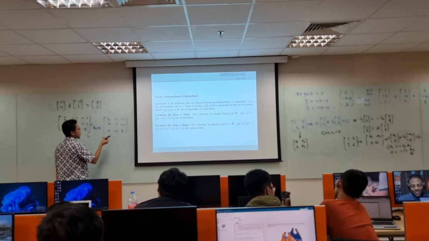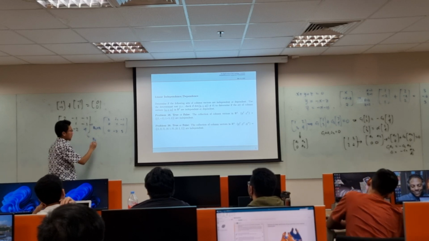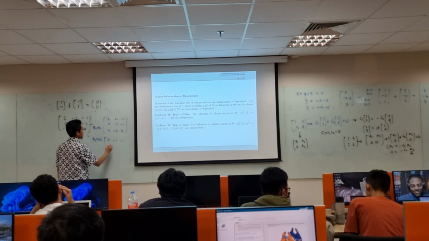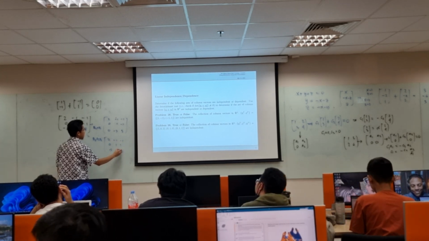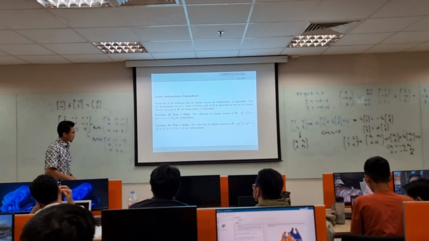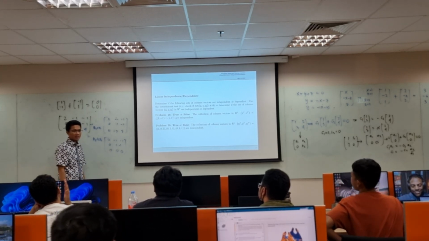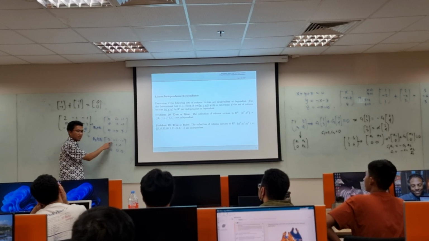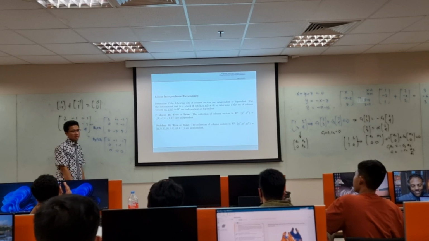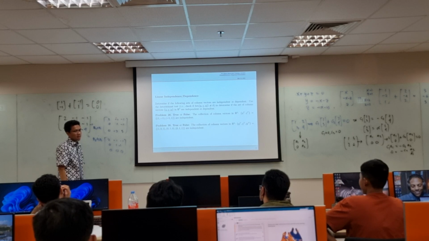Now what to do with this? Row 3 plus 3 row 2. Then it becomes minus 1. It's all 0. So can you see how many rows are independent? We only have 2. For the last part, it is dependent. It's only X and Y.